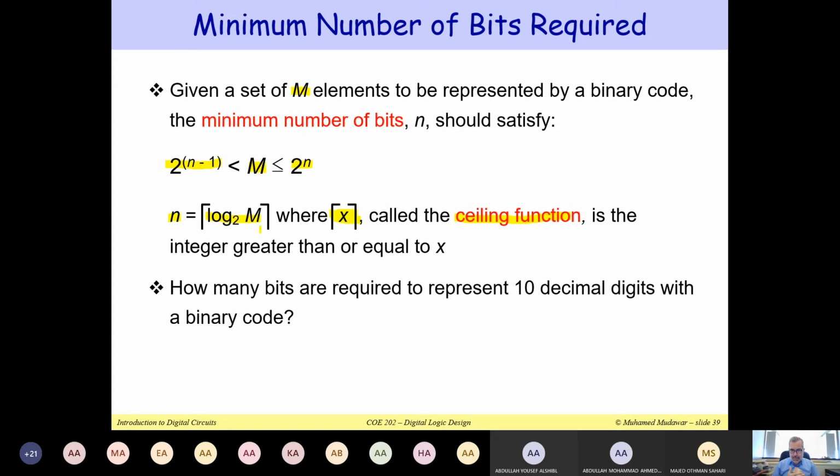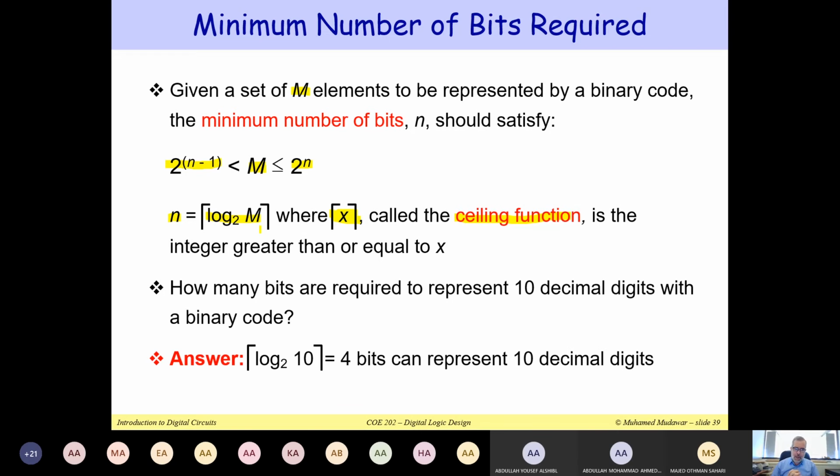With 4 bits, I can represent 16 elements, but in decimal we only have 10 digits. So therefore, we have to go with 4 bits. But there will be 6 binary codes that will be unused.